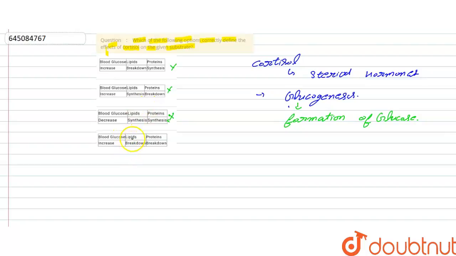Look at the last one. Blood glucose increase, it is the right. Lipid breakdown, it is the right. And protein breakdown, it is the right, because lipid and protein are broken into glucose. So blood glucose level is increase. So it is the right option.